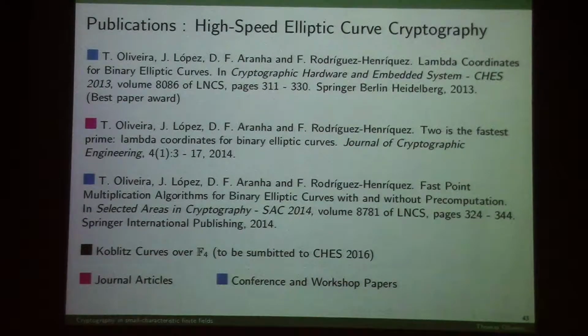So our publications: we published the GLS and the lambda coordinates in the conference CHES in 2013 in the United States, and we had the honor to receive the best paper award at this conference. This work was extended to the Journal of Cryptographic Engineering, and the Montgomery ladder work was published at the conference SAC in 2014 in Canada. And now we intend to publish this Koblitz curve over F4 at the CHES conference of this year.